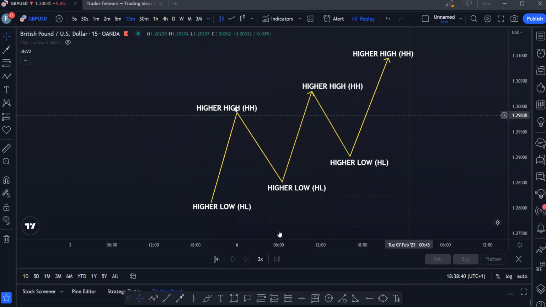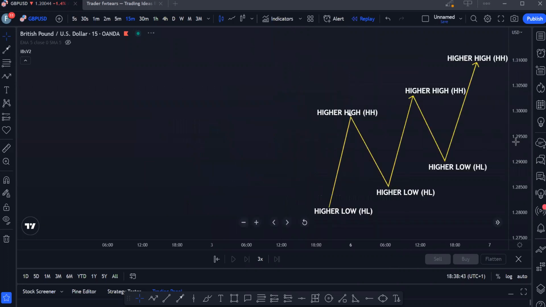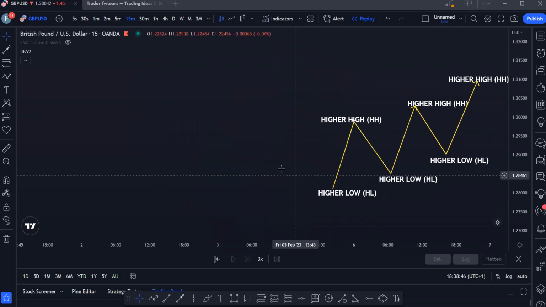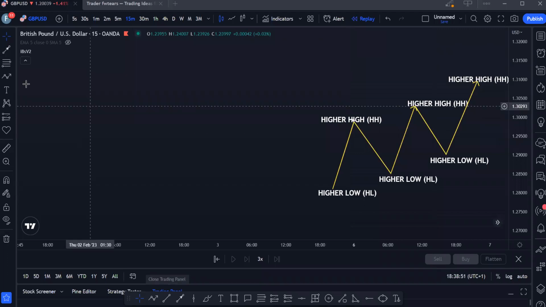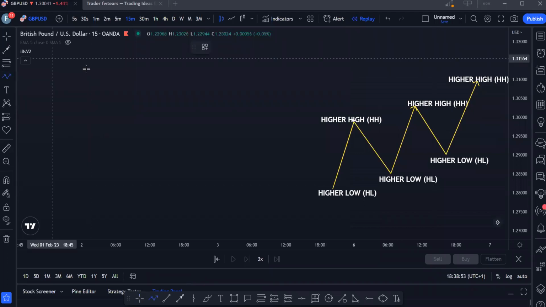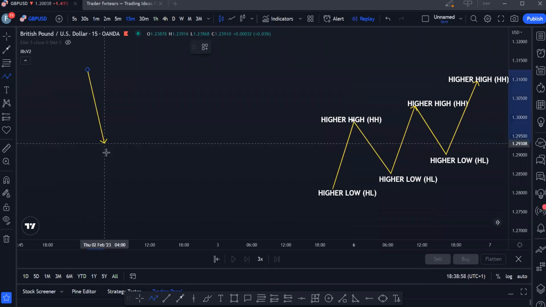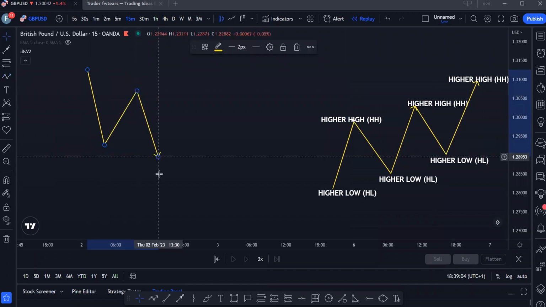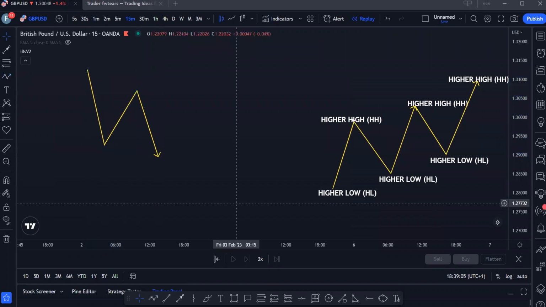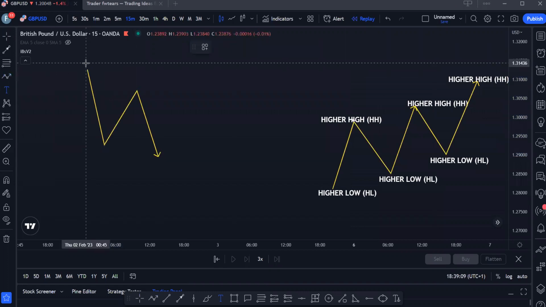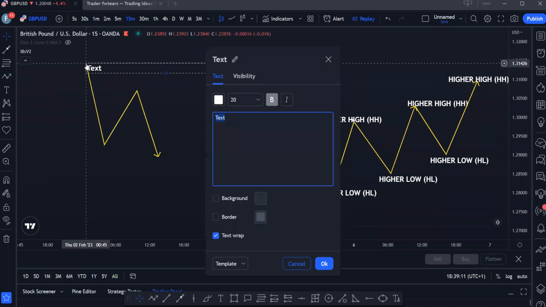Okay, let's do it for a downtrend, and then we'll draw a conclusion from this hypothesis here. Now, for a downtrend, we have something like this: impulse, correction, and impulse. The first part of a downtrend is called the lower low, right? LL.